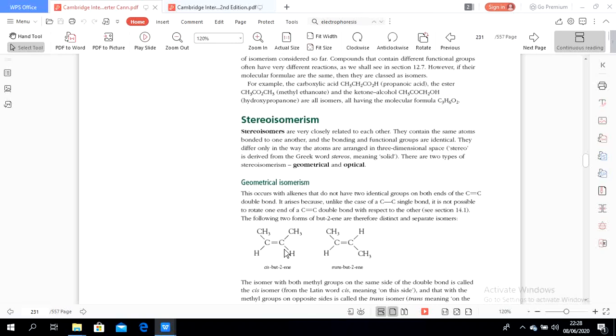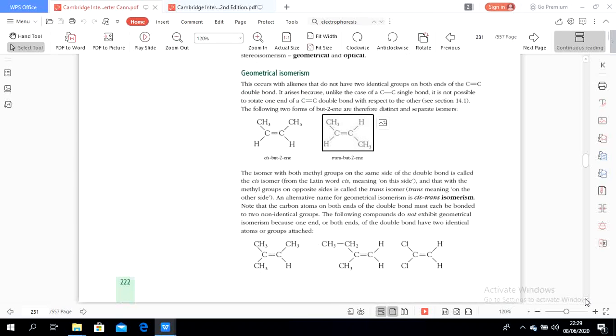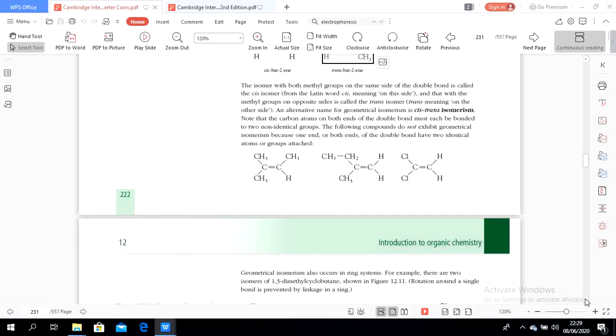There is a cis and there is a trans. How do we know if it is cis? It should be the same group of atom or atoms horizontally, not vertically. If the same group of atoms is diagonal, like this, we consider it trans. The isomer with both methyl groups on the same side of the double bond is called cis, and the other side is called trans. So this is geometrical, meaning it has cis-trans isomerism.